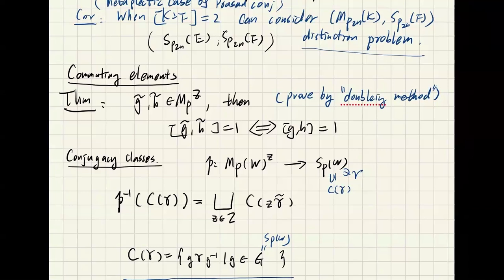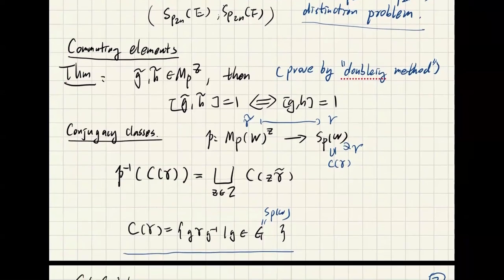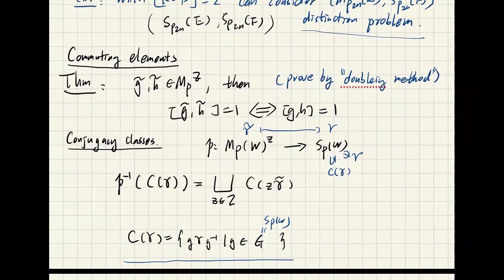The answer is that each conjugacy class in the preimage is precisely parameterized by the center Z. Each conjugacy class is given by C of z gamma tilde, where gamma tilde is an arbitrary fixed lifting of gamma. If gamma tilde maps to gamma, then different z in Z will give you different conjugacy classes in the metaplectic group. This is not very difficult, basically a corollary of the above theorem.